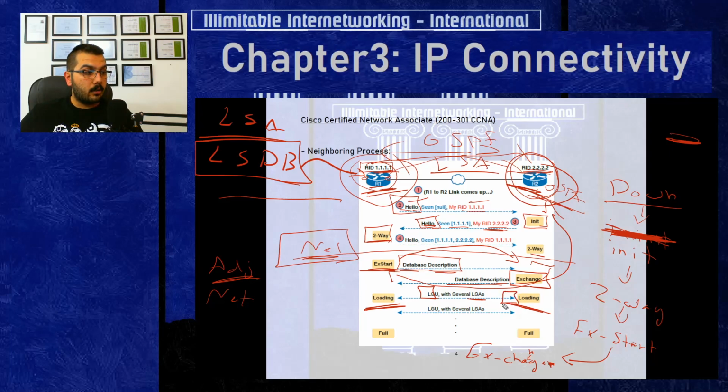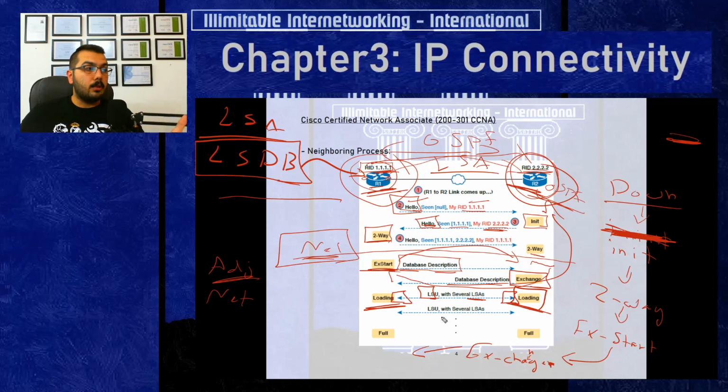So you can see the arrow has two heads, in both directions, so they will keep exchanging information. This is the state where most of the time happens, where it takes most of the duration of the neighbor or adjacency relationship to occur.